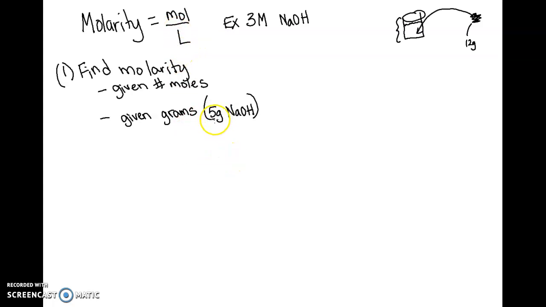So in this case, when you do this, you can't just take the 5 and plug it in here, because that's not what molarity is. But in the last unit, we learned what to do with that. We can convert from grams to moles using our periodic table. So in order to do that, we need to use the molar mass of the substance from the periodic table.